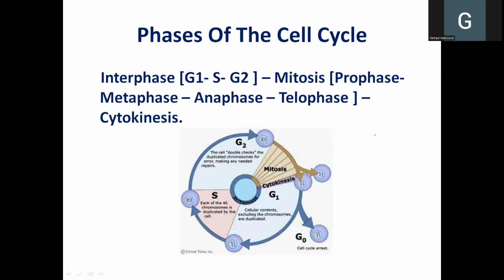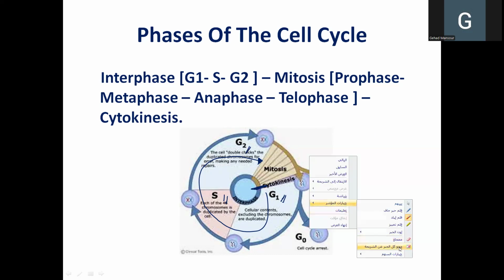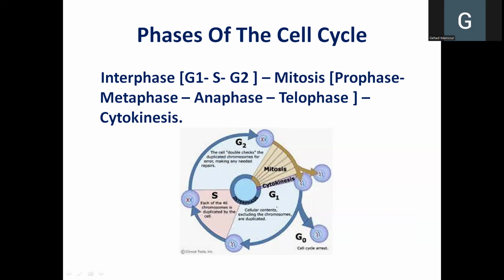And now we come to an overall view of the phases of the cell cycle. As we said before, we have the interphase, which is the longest phase, and that starts here in the cycle and goes until we start the mitosis phase. So interphase, as we said before, consists of the G1 phase, the S phase, and the G2 phase. And as we said before, G1 phase is growth 1 phase.